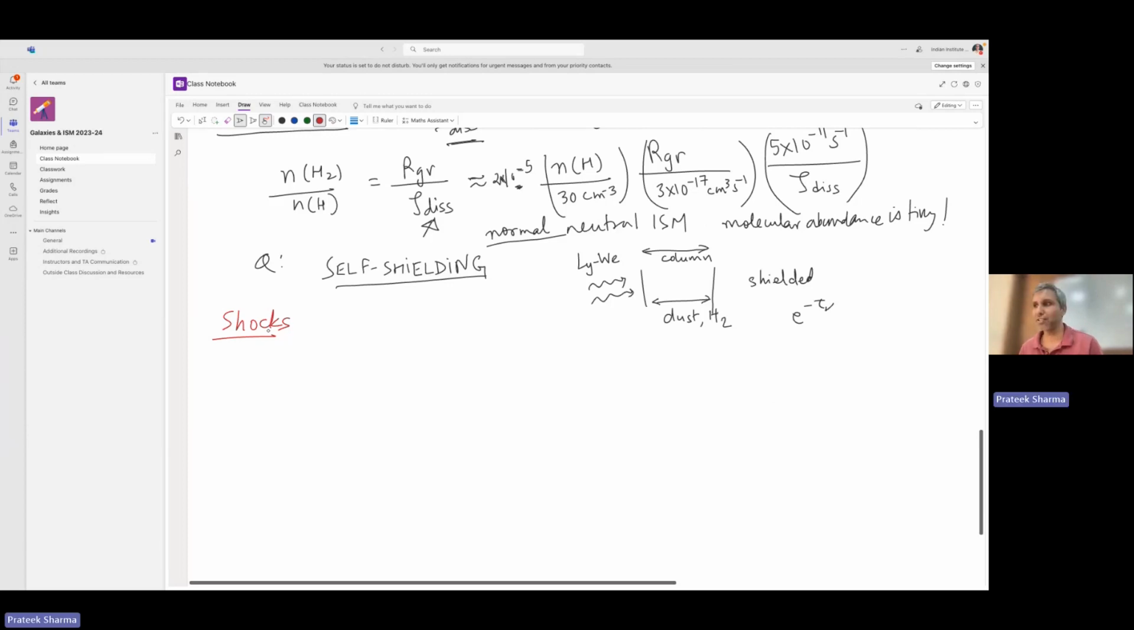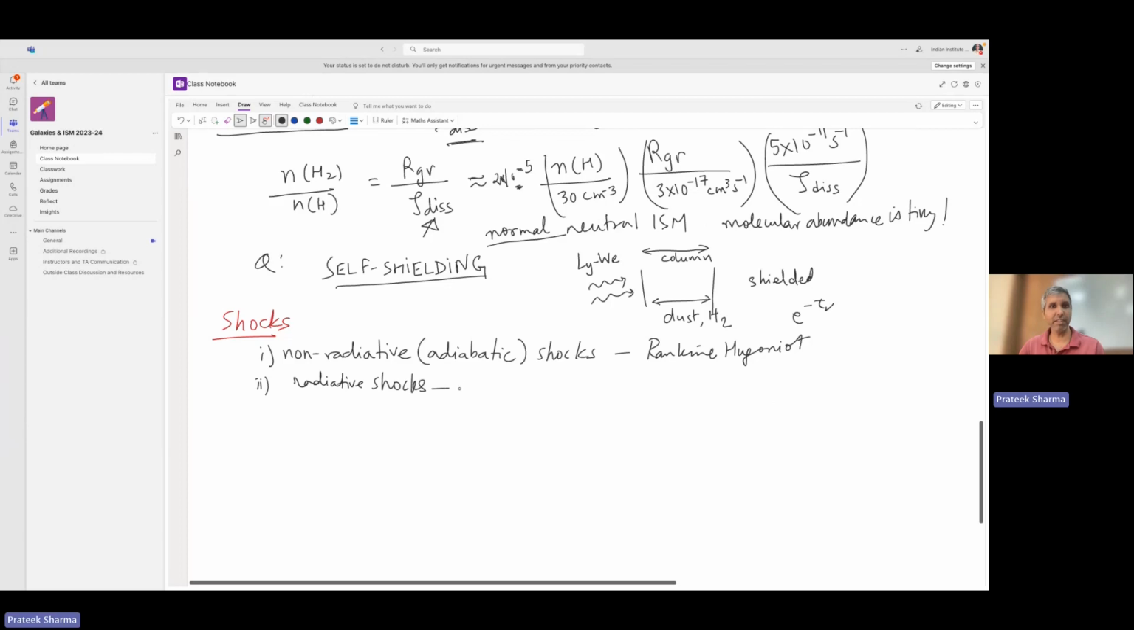And there are shocks of all sorts. There are non-radiative, or sometimes erroneously called adiabatic, shocks. Shocks are not adiabatic. At shocks, you generate entropy. So they are not adiabatic. That's why I said erroneously. So non-radiative shocks, this is where the Rankine-Hugoniot jump condition applies. And then you have radiative shocks.